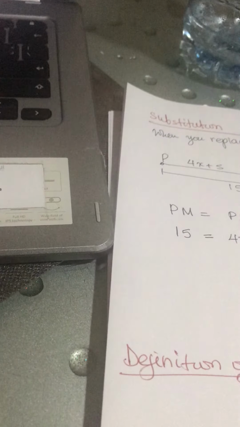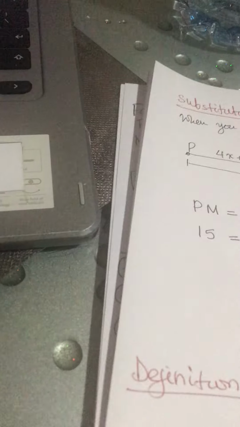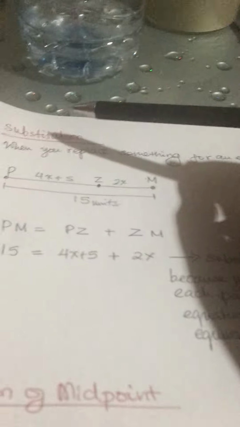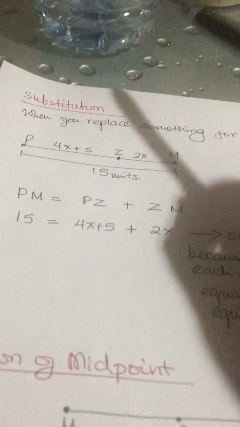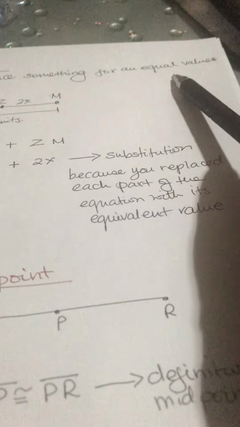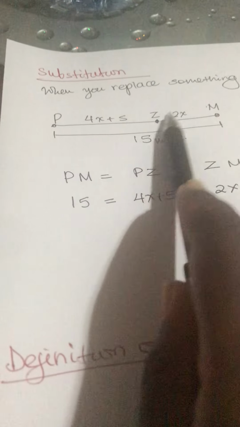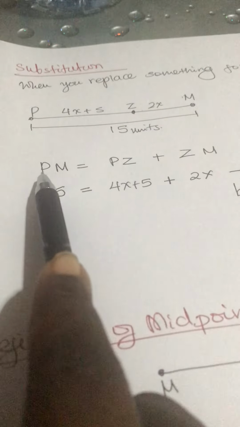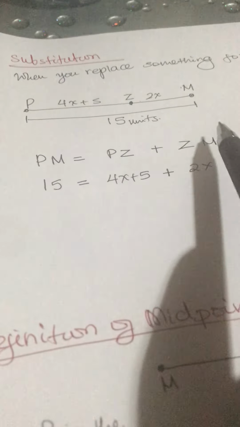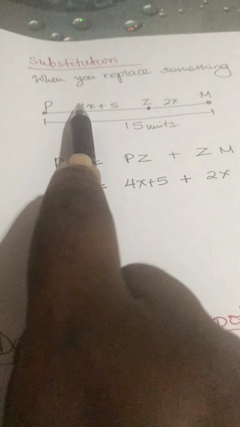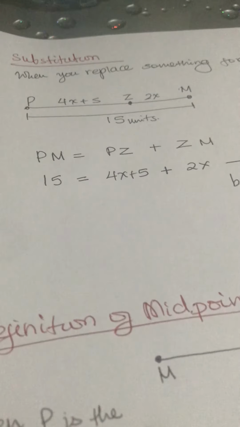Then there are other parts that you should know. Remember from lesson 2 of term 2, what do we mean by substitution? When you replace something for an equal value. So let's say I have this line, yes? I know from P to M, I have to add PZ and ZM. So I write the equation: PM equals PZ plus ZM. Just like that. I have my whole, it should equal part plus part.